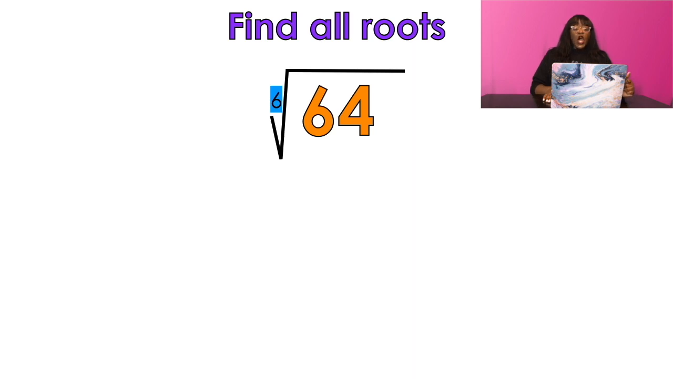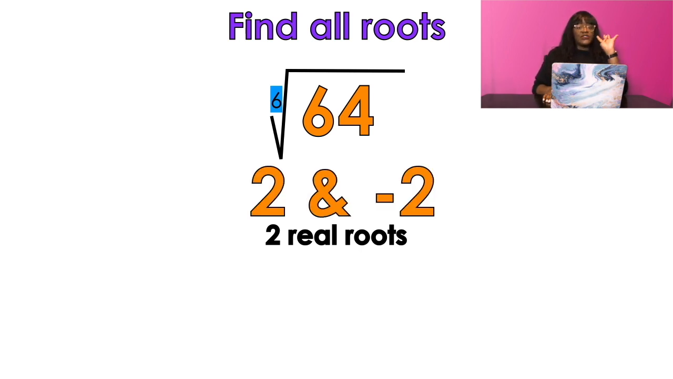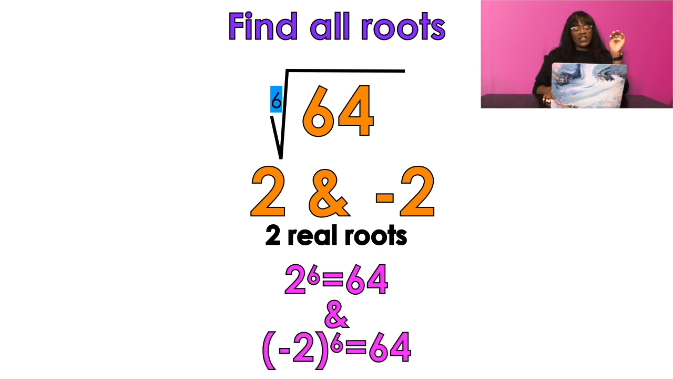Okay, so let's find all the roots. If I have the 6th root of 64, first of all, I need to decide how many solutions I am going to get to this problem. How many roots are there? It's an even index and a positive number. Remember, an even index and a positive number have two real roots. So that's actually going to be 2 and negative 2, because 6 2s multiplied by each other equals 64. 6 negative 2s multiplied by each other give me positive 64 also. And I know that because 2 to the 6th power equals 64 and negative 2 to the 6th power equals 64. Notice those parentheses.